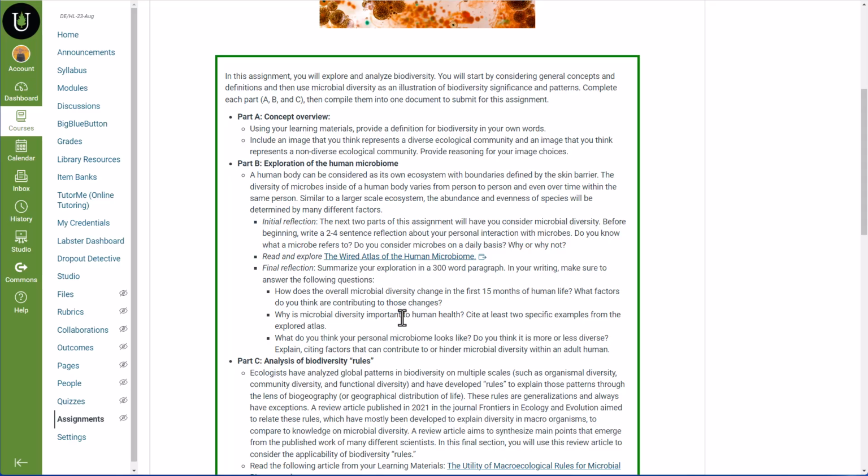How does microbial diversity change in the first 15 months of life? What kinds of things do you think influence that change? Why is microbial diversity important to our health? Give a couple of examples. What do you think your personal microbiome looks like? Do you think it's more or less diverse than perhaps someone else's? And explain some factors that you think are contributing to that.